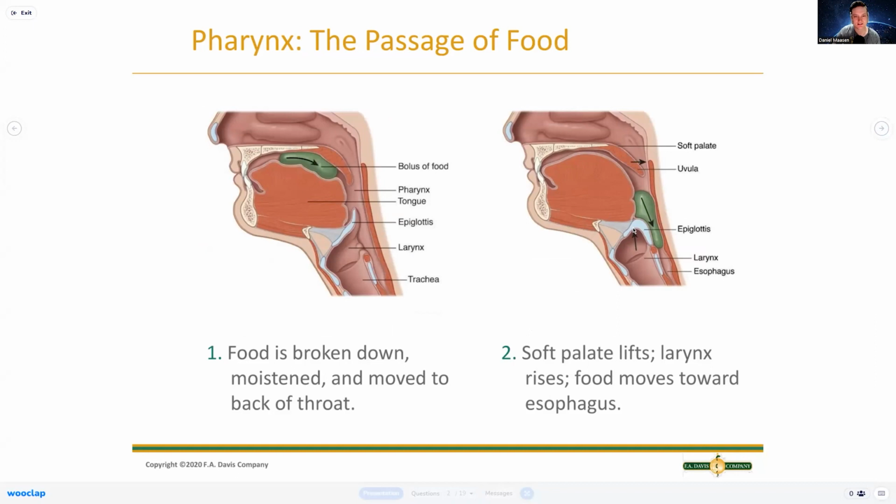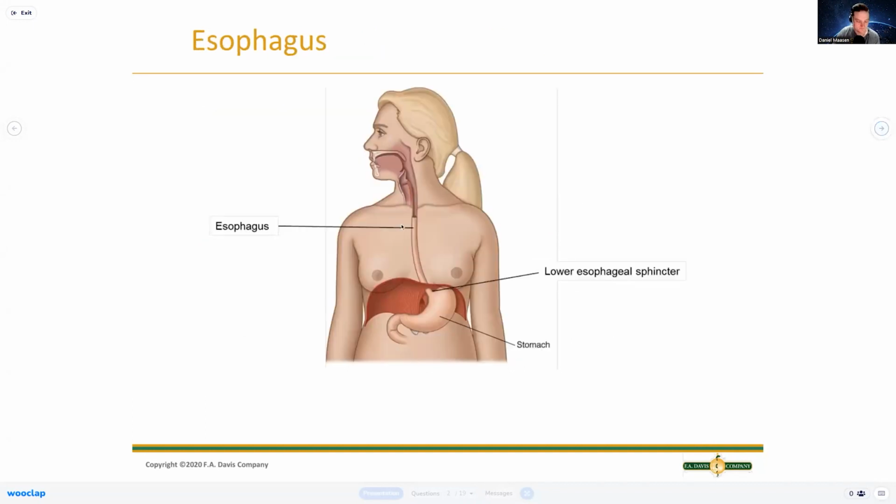And again, the epiglottis, we talked about it with respiratory, but the epiglottis plays a big role here because it is going to fold down and prevent that food from going into the airway, into the larynx, and keep it on track on the posterior side to our esophagus. That's posterior to our trachea. On the path of food, the next stop is the esophagus.